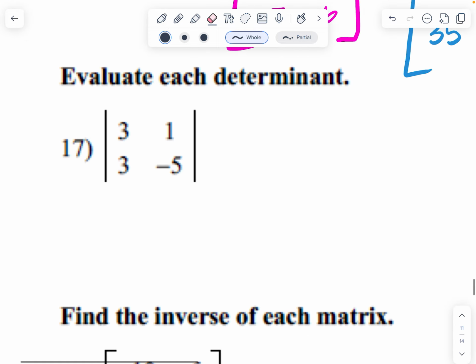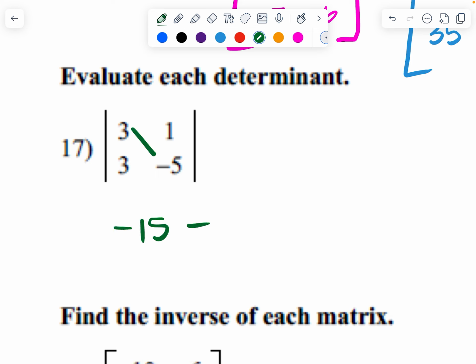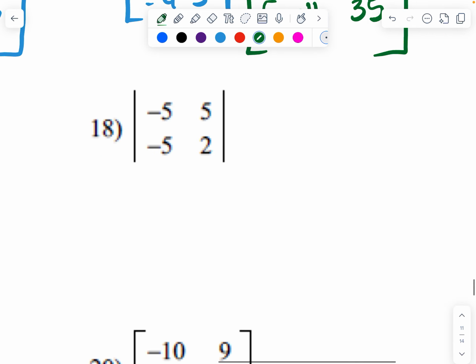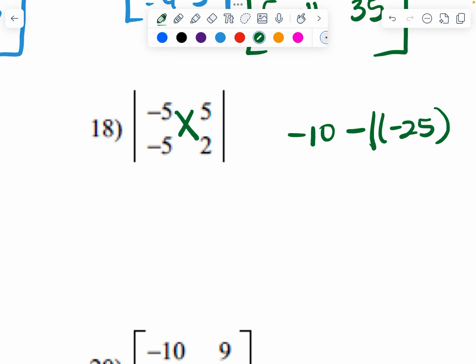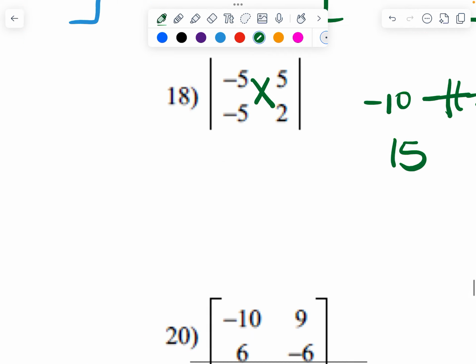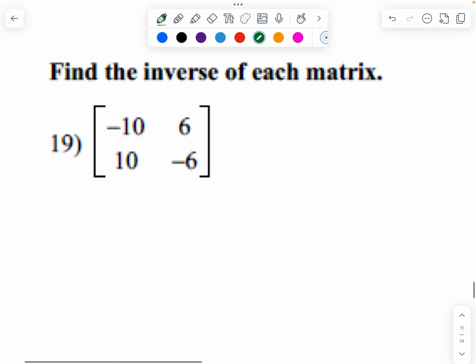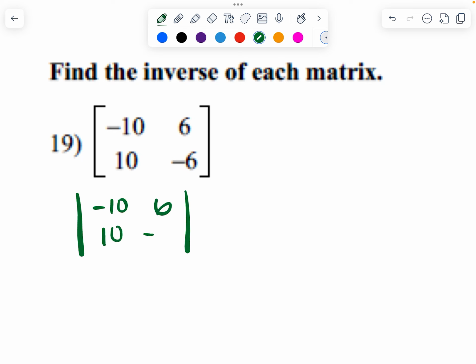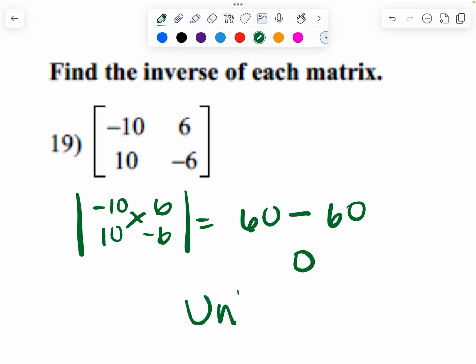And find the determinant. So I multiply this way, negative 15 minus, multiply this way, 3. So I get negative 18. This one I multiply here, I get negative 10. Multiply this way, and I get negative 25. So that turns to a plus, so I get 15. Find the inverse. So first things first, I have to find the determinant. So negative 10, 6, 10, negative 6. So this way is going to get me 60 minus, and then this way is going to get me 60. That's 0. So undefined.